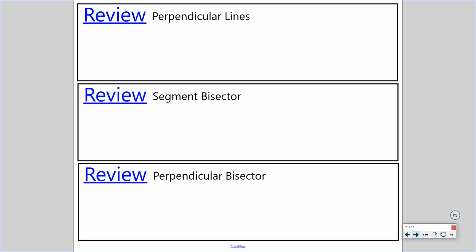So in these boxes, I want you to jog your brains. And you can either write out in words what these are, or you can draw me a picture. All right, I'm giving you 1 minute. You have 3: perpendicular lines, segment bisector, perpendicular bisector. You can just draw it if you want.